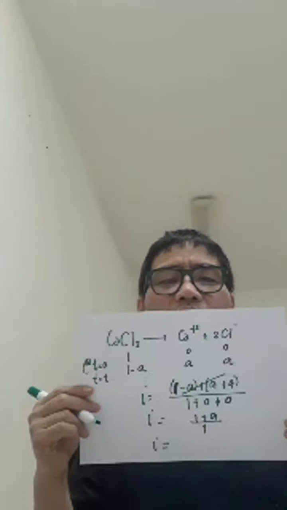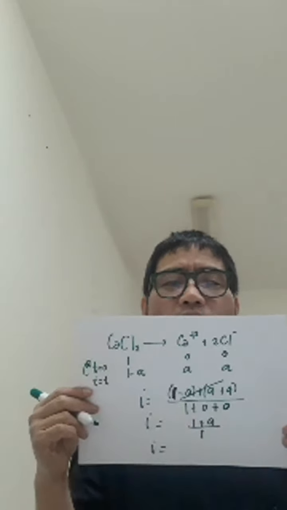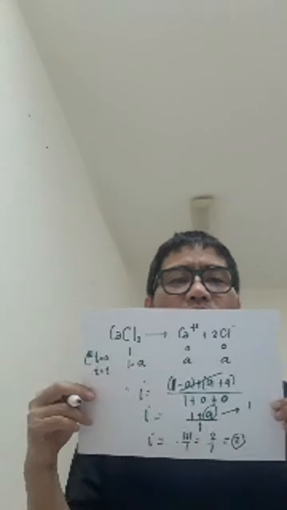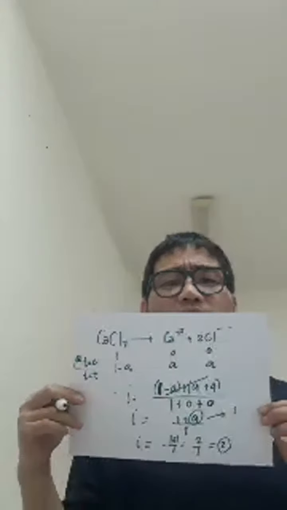Okay, and then like this. Perform the basic mathematical operation. Alpha is equal to 1, degree of dissociation equals 1. Then 1 plus 1 is equal to 2 over 1. So our van't Hoff factor is equal to 2 for the calcium chloride.